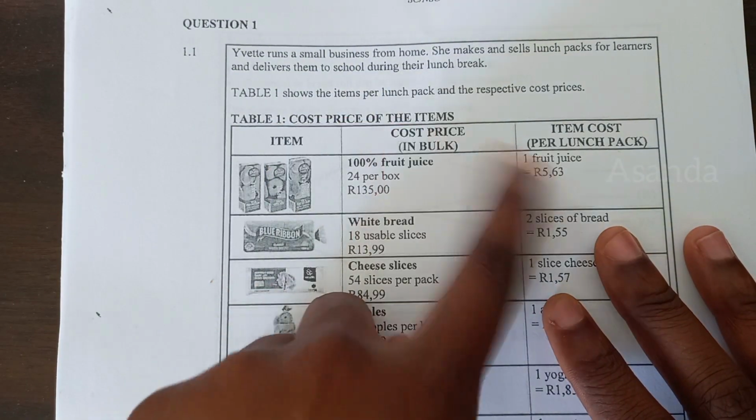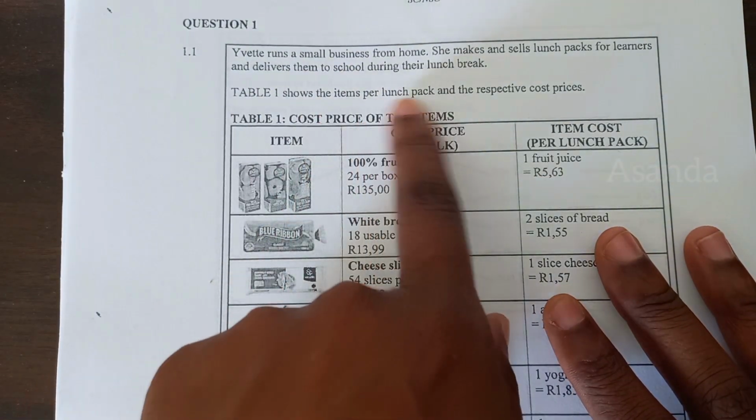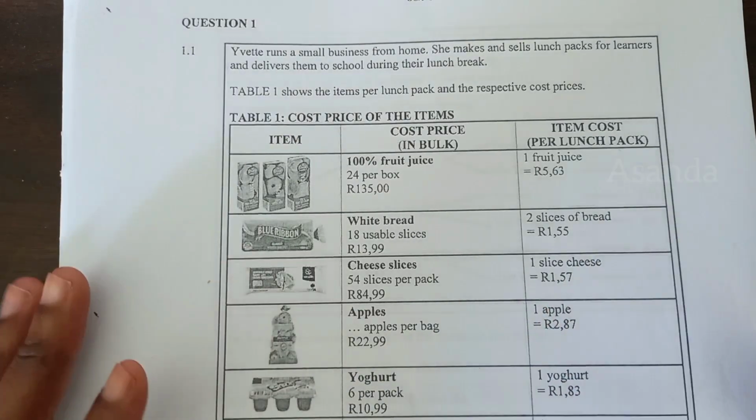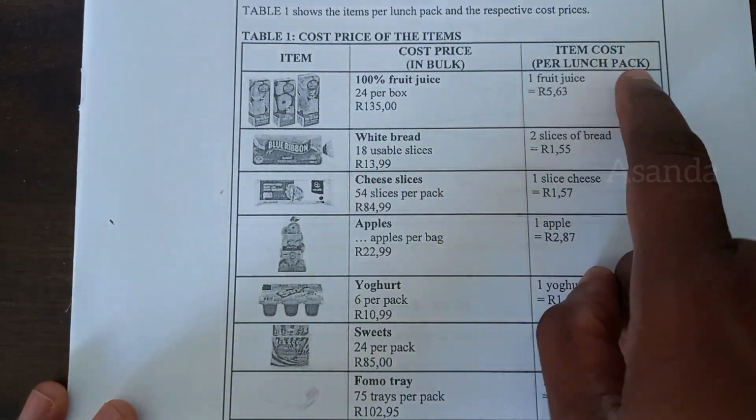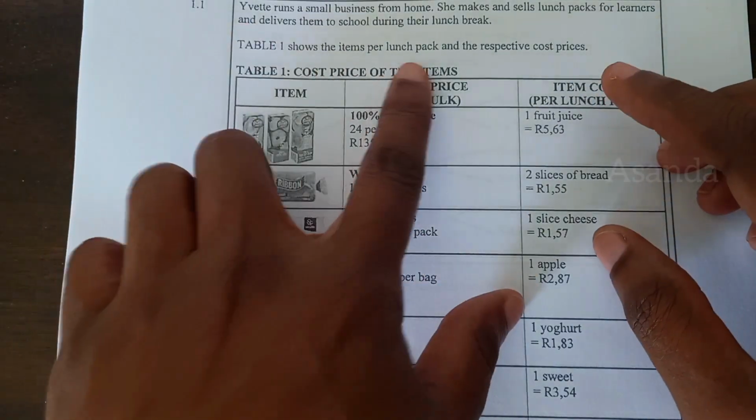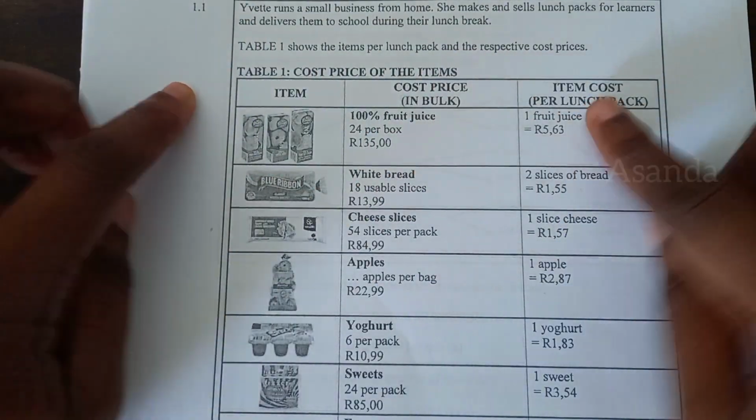Cost price of the items shows the items per lunch pack. Okay, these are the items per lunch pack. Then it says item cost per lunch pack, and respective cost price. Right, let's take a look.